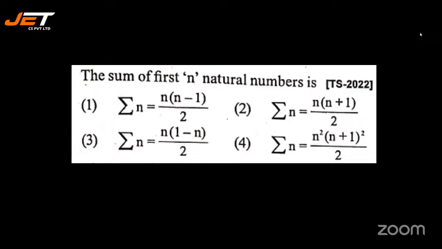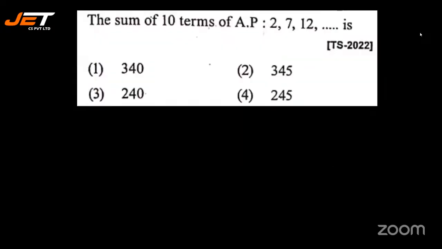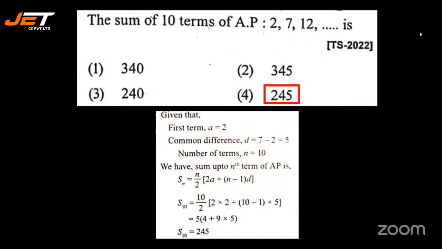Well, let's see the next question. The sum of first 10 natural numbers is, we very well know, sigma n is n into n plus 1 by 2. All right, students, option 2 is the correct one, n into n plus 1 by 2. The sum of 10 terms of the AP 2, 7, 12, and so on. So what is the sum of 10 terms? So you should find out Sn. Okay, right. So n by 2 into 2a plus n minus 1 into d. n is 10 by 2, 2 into a, which is 2, plus n minus 1, which is 10 minus 1. And the common difference is 7 minus 2, which is 5. So you arrive at 245.